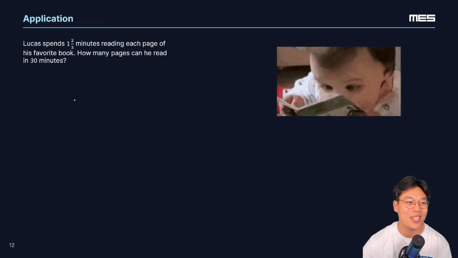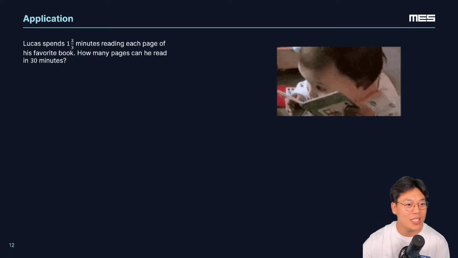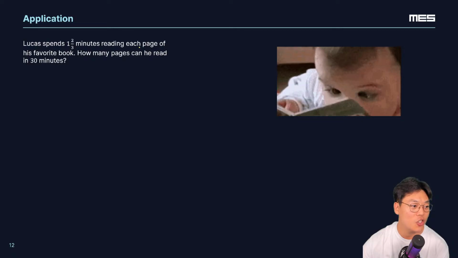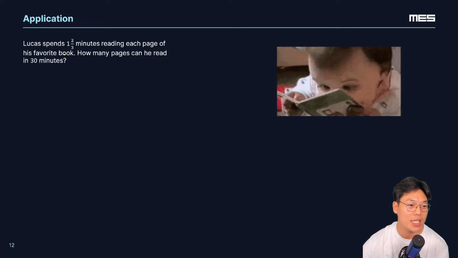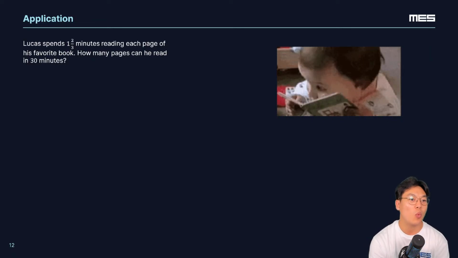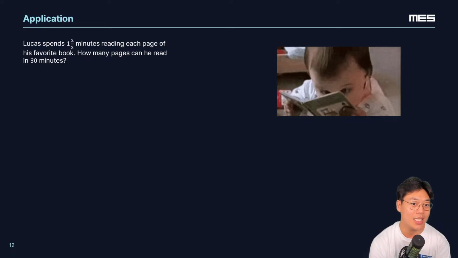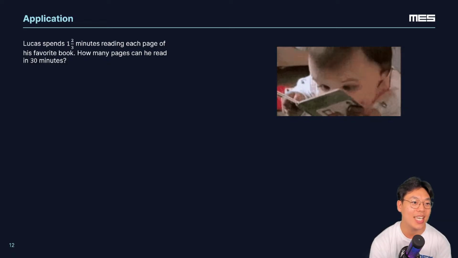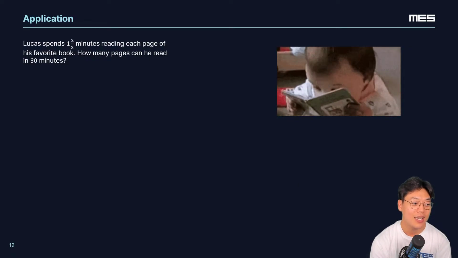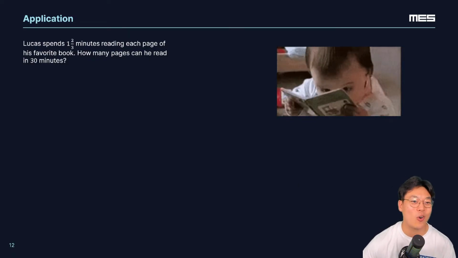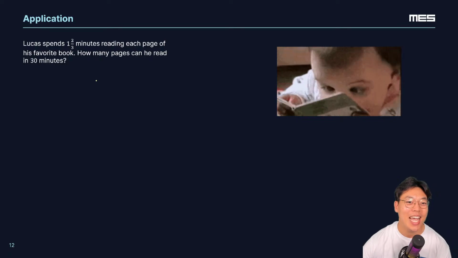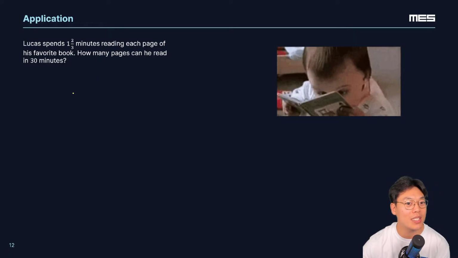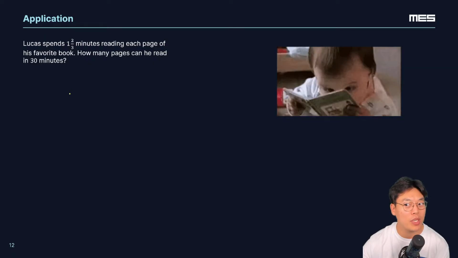Yes, great participation. Now, Lucas spends 1 2/3 minutes reading each page of his favorite book. Okay? Lucas spends 1 2/3 minutes reading each page of his favorite book. How many pages can he read in 30 minutes? It's really easy now. Great, Chloe. Love how we're growing through this one lesson, right? How many pages can he read in 30 minutes if he spends 1 2/3 minutes reading each page of his favorite book?